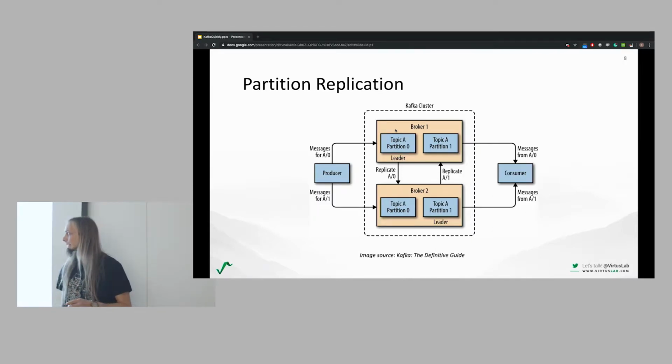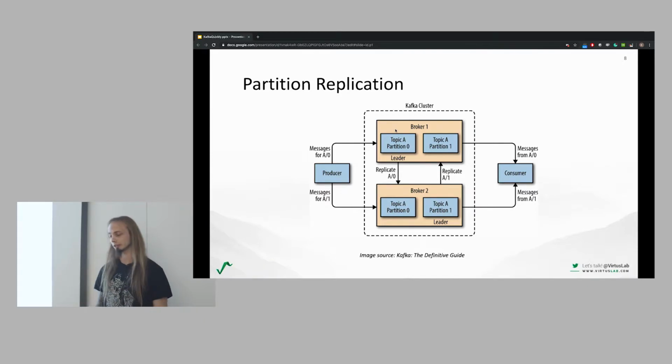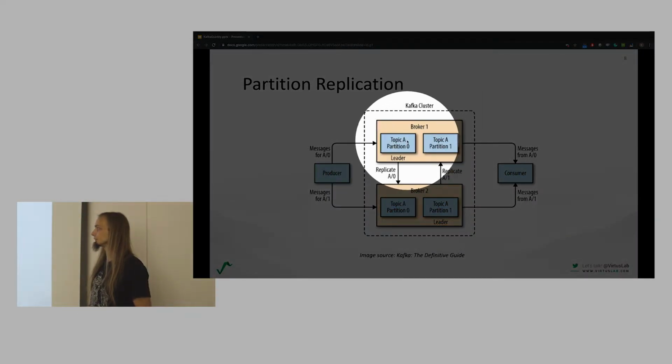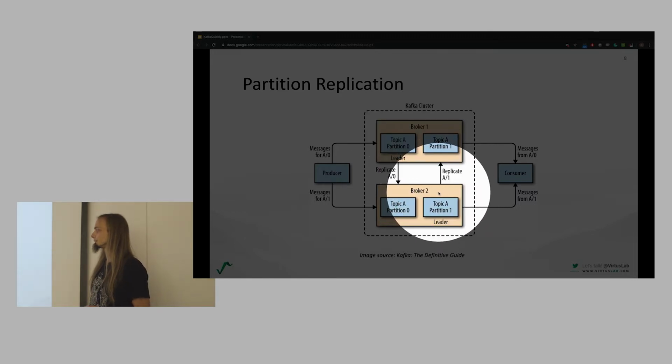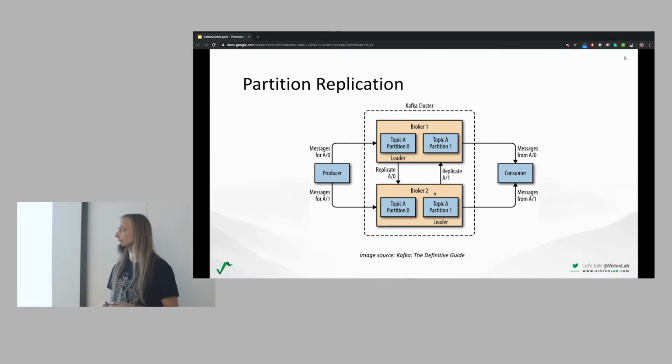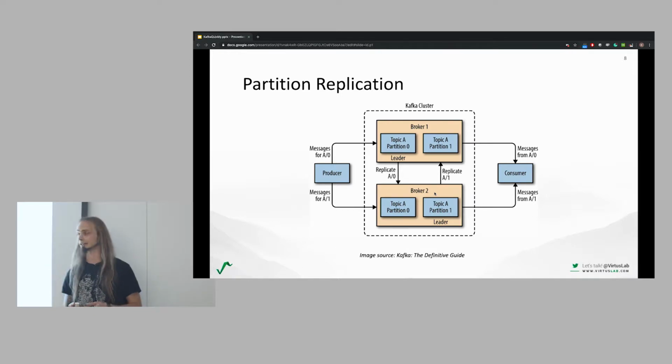Speaking about the replication, a very crucial thing is that there should be only one leader which is responsible for one partition within the singular topic. In this example, we have a topic A, which has, again, 2 partitions, and as you can see, the leader for partition 0 is broker 1, and for partition 1 is broker 2.